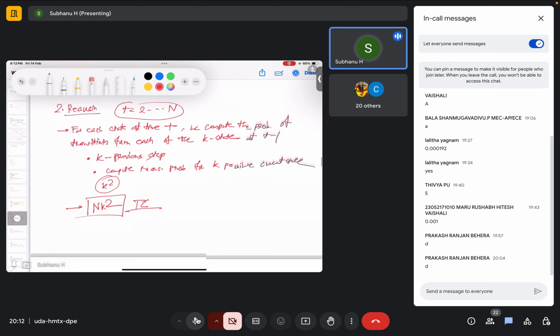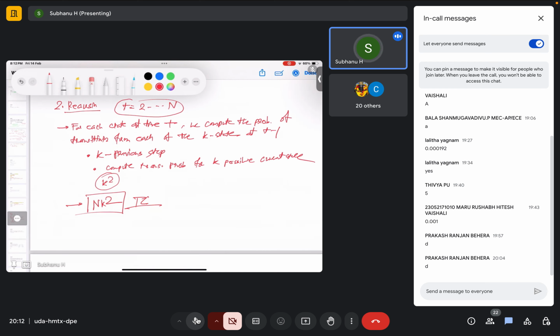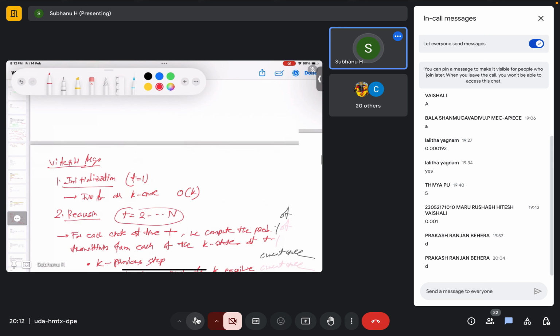Now we have to find out the space complexity also. For space complexity, to efficiently compute the best sequence, you have to maintain two things. How do we find out the space? You have a 2D table or 2D matrix. The number of rows is the k states, and the number of columns is n. So you need a table of size kn. That's why kn is your space complexity.